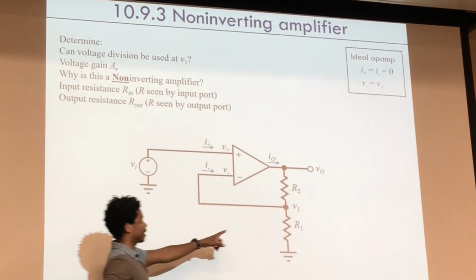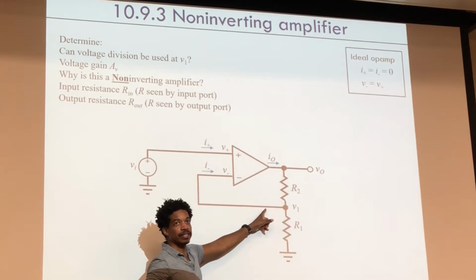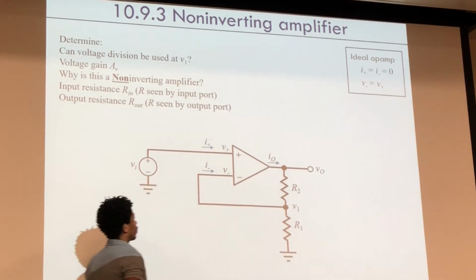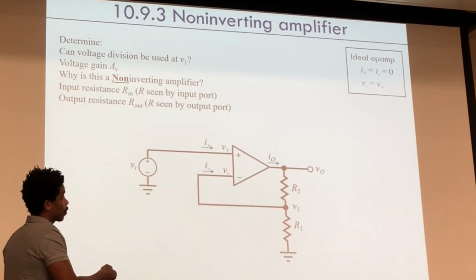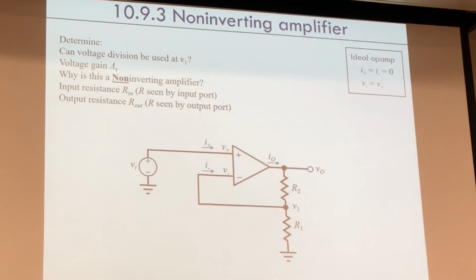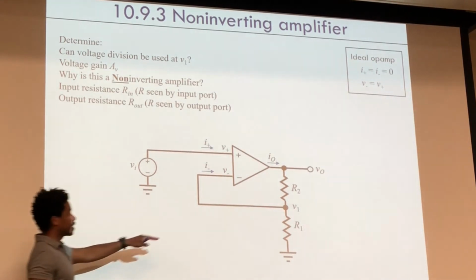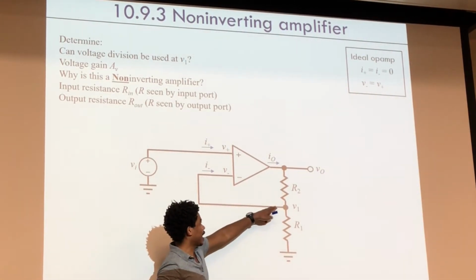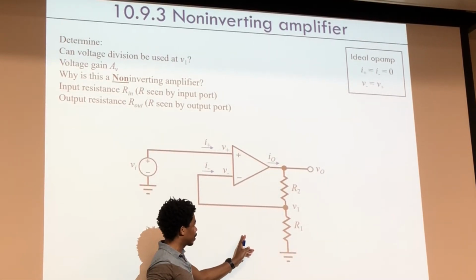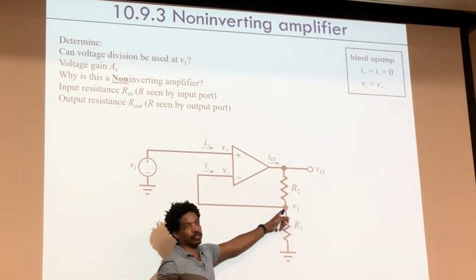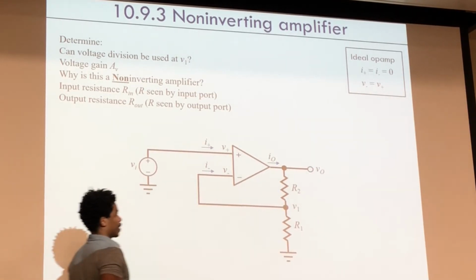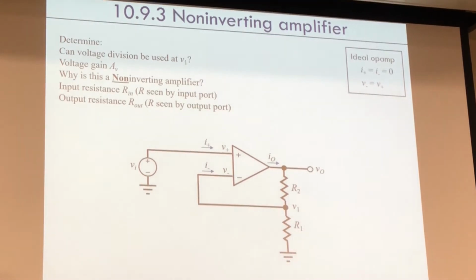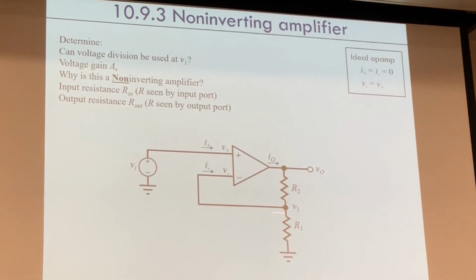But how much current is leaving out of here going this direction? 0, right? Remember, no current goes in or out of this op amp. So you can use voltage division. If this was not 0 current coming out of there, and I had something else connected to it, like a resistor going to ground, or a power source or current, I could not use voltage division right here. You only do that if there's no current going in or out. Okay, so we can use that here.